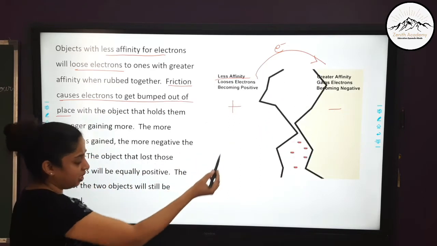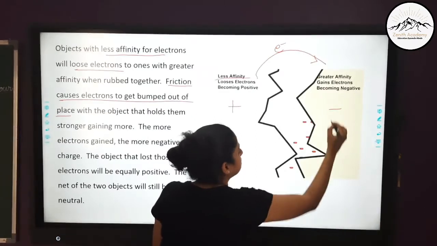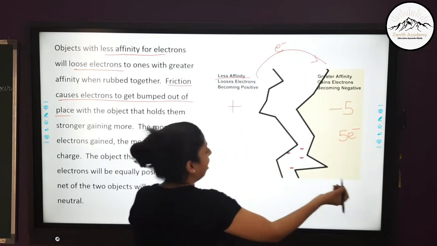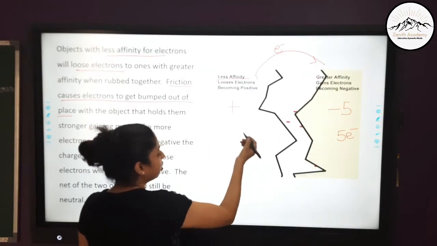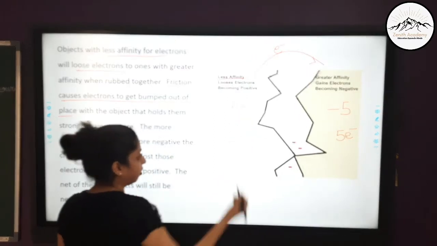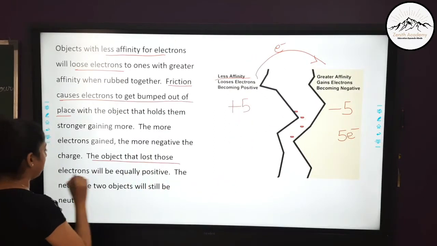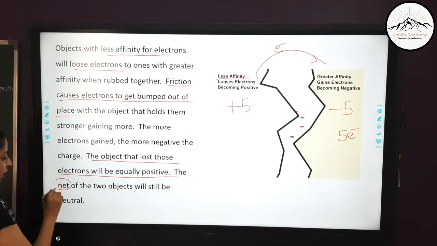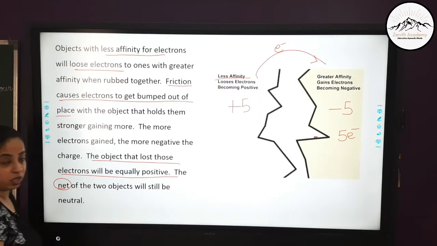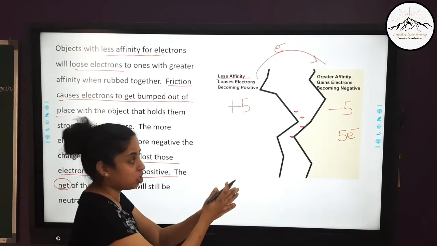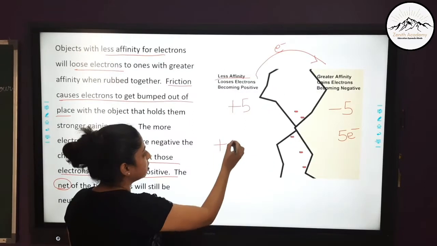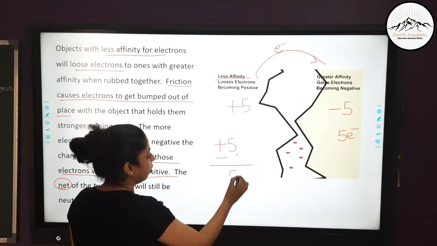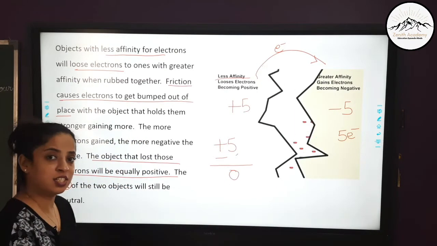So if it is gaining, for example, 5 electrons, what will be its charge? -5. And since the other object has lost 5 electrons, it will have the charge of +5. The object that lost those electrons will be equally positive. The net of the two objects will still be neutral. So if I take it as a system as a whole, then the net of +5 and -5 becomes 0. So the net charge is 0 here.